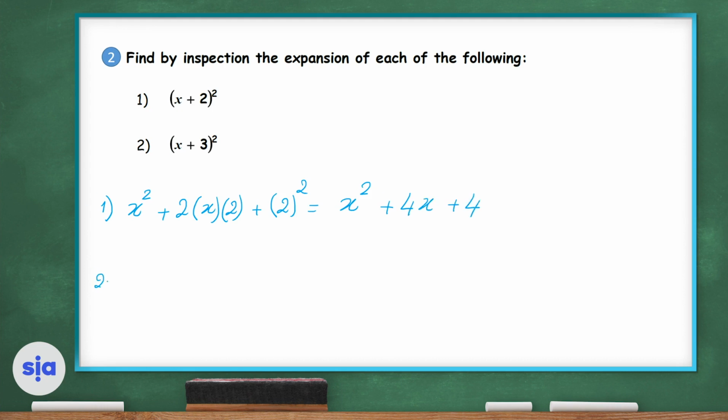Question 2, the same way, first squared, which is x squared, plus 2 times first, which is x, times second, which is 3, plus the second squared, which is 3 squared. To simplify this, it's x squared plus 6x plus 9.